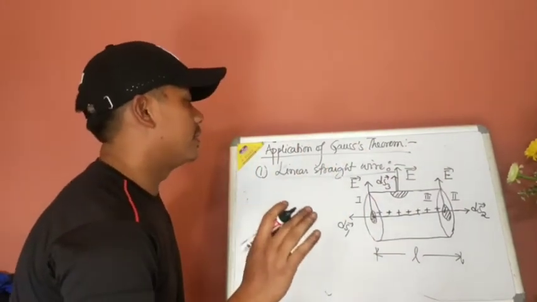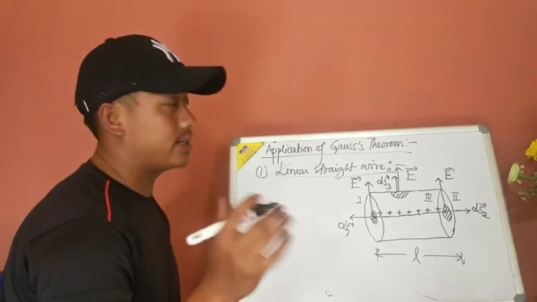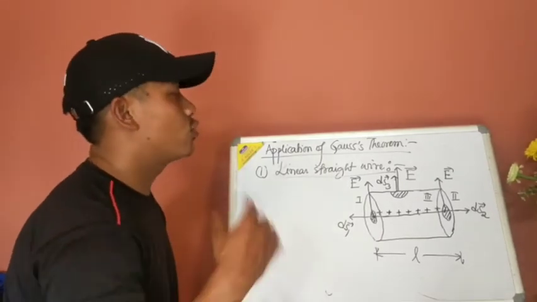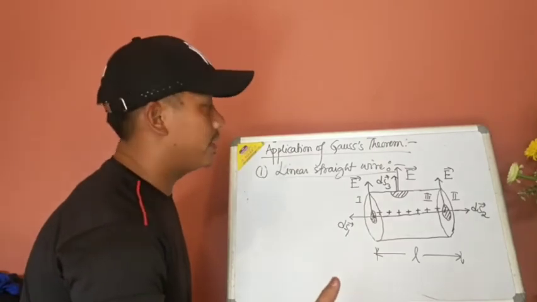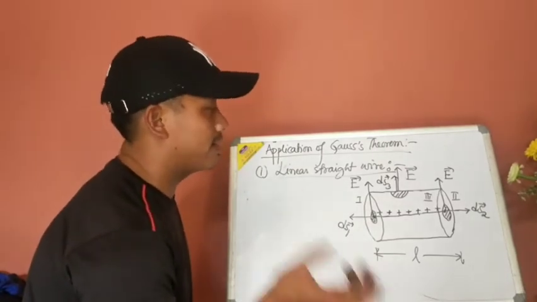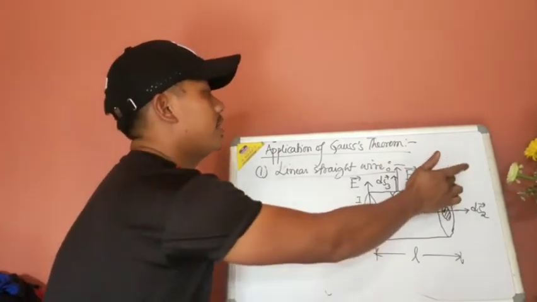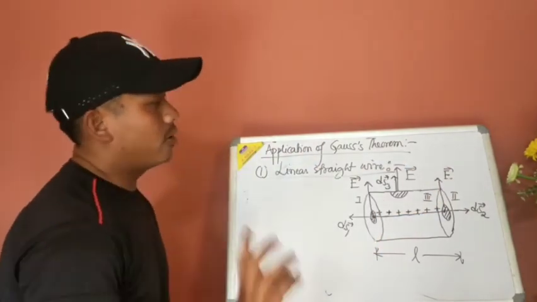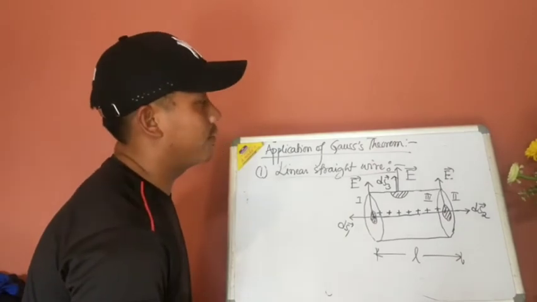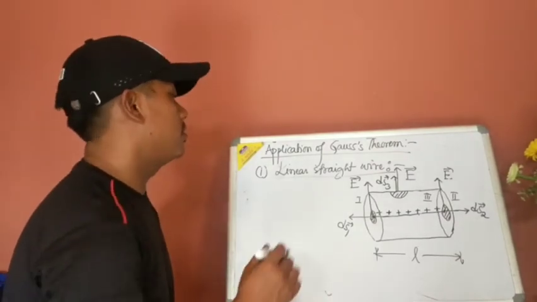The Gaussian surface, as I told you just now, should be drawn in such a way that at every point on it the electric field is always the same. That's why I wrote E here, E here, E here. So I hope you could understand how the figure was drawn. Now let us start the proof.